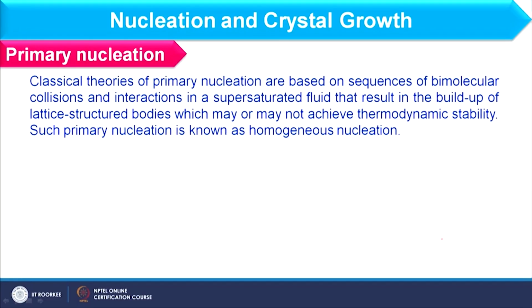So, these are the nucleation mechanisms considered in the crystallization process when the solution is in a supersaturated condition. The basic definition of primary nucleation I have already told you. Now, classical theories of primary nucleation are based on sequences of bimolecular collisions and interactions in the supersaturated fluid that result in the buildup of a lattice-structured body, which may or may not achieve thermodynamic stability. Such primary nucleation is known as homogeneous nucleation.